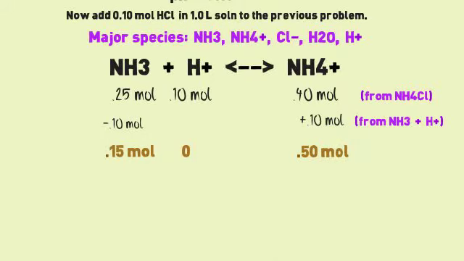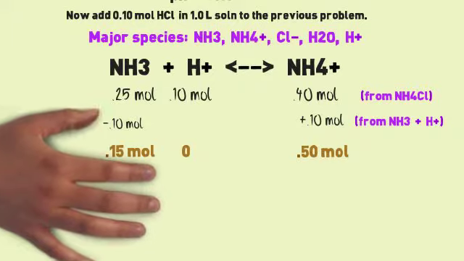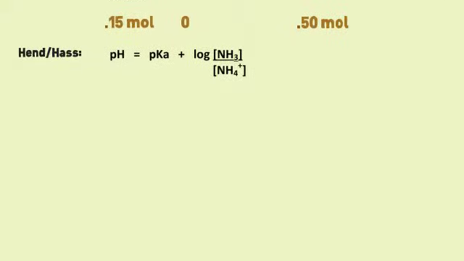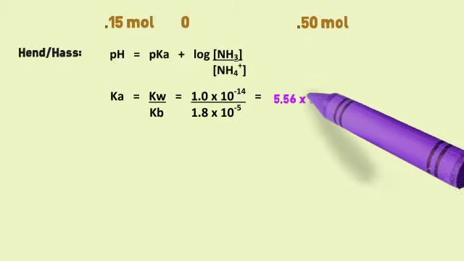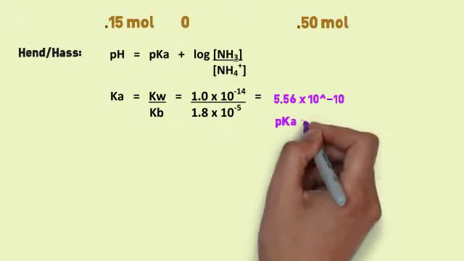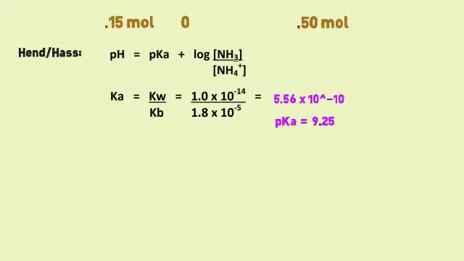Let's use our handy-dandy Henderson-Hasselbalch equation. If you recall, this is pH equals pKa plus log of the concentrations of the base over the acid. In addition, let's look at Ka, which equals Kw over Kb, and plug those numbers in so we can solve for Ka. You can do that, and here's the answer. That comes out to 5.56 times 10 to the negative 10th. Well, if you know Ka, you can figure out pKa, which is 9.25.